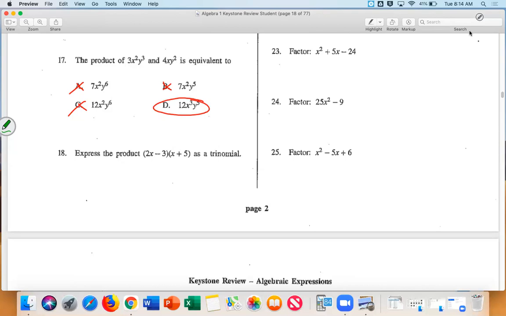The product. Product told us meant multiply, right? How do I multiply 2x minus 3 times x plus 5? Do you remember? When you multiply 2x times x, you would get 2x squared. Very good. And then you multiply negative 3 by 5, and you would get negative 15.